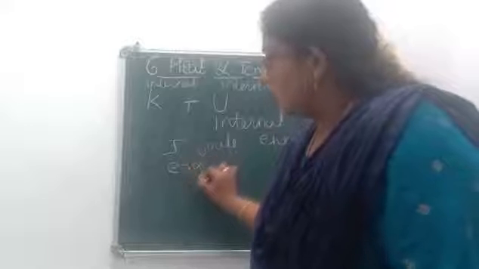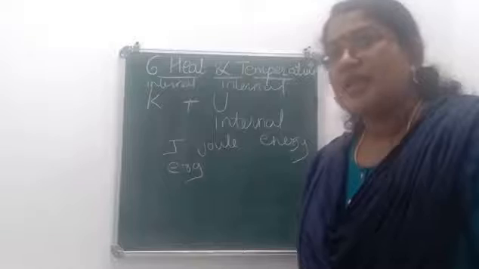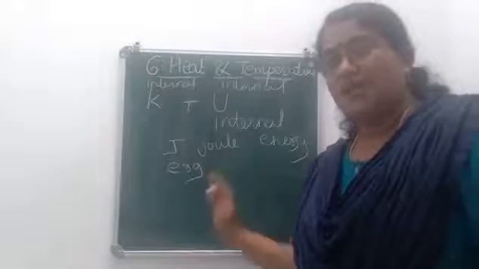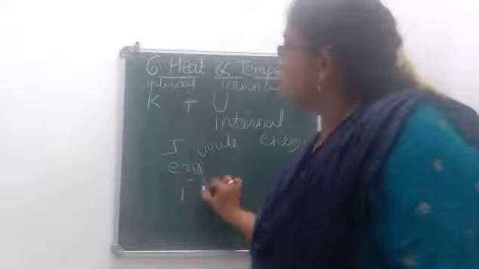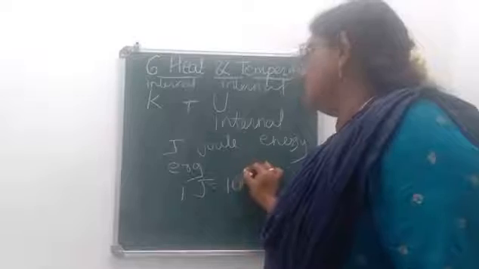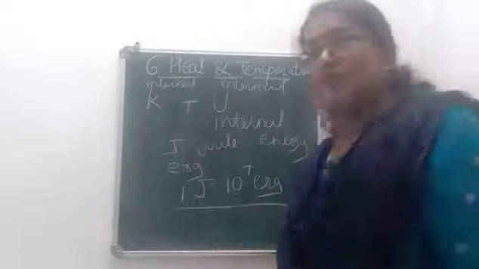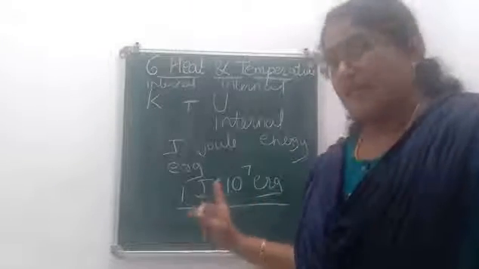CGS unit of heat is erg. I think it is a new term for you. Erg stands for the CGS unit of energy. Not only heat, for energy, CGS unit is erg. And 1 joule is equal to 10 raised to 7 erg. So you should be thorough with this relation. 1 joule is equal to 10 raised to 7 erg.